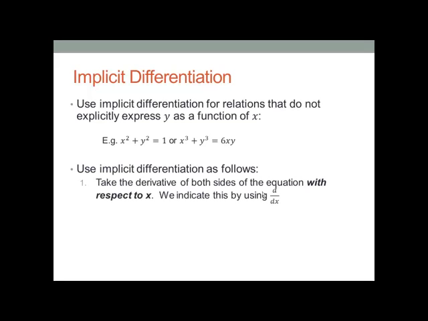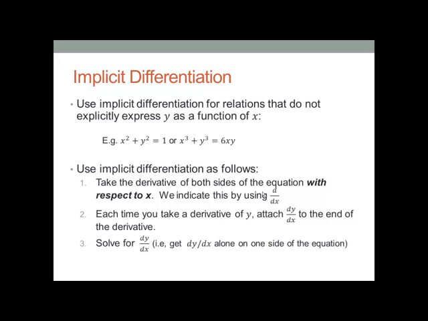We first take the derivative of both sides of the equation with respect to x, and we indicate this by using d divided by dx. Each time we take a derivative of y, we will attach a dy dx to the end of that derivative. Then we solve for dy dx, that is, we want to get dy dx alone on one side of the equation.